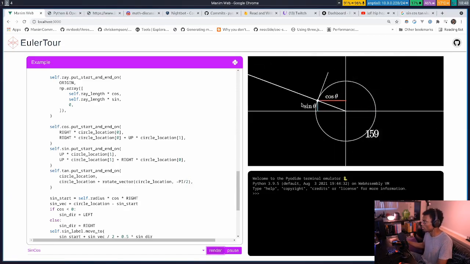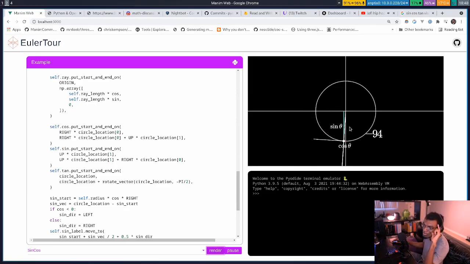Great, so now it's doing basically what it's supposed to do. 1 over cosine theta. Yeah, it's fine. No problem. Okay, so just what I have there is pretty good.